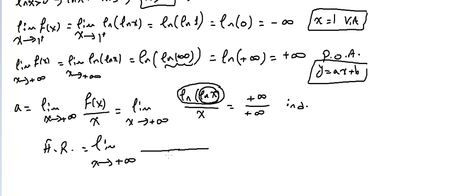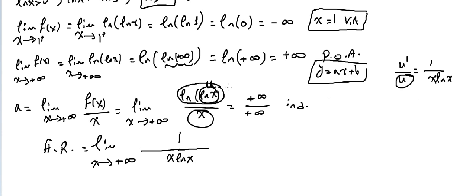What is the derivative of ln x? It's 1 over x, over ln x, over the derivative of the denominator, which is 1. Again, this is u, and the derivative of ln u is u prime over u. And what is u prime? It's the derivative of ln x. If ln x is u, the derivative of ln x is 1 over x, over u, which is ln x. So it's simply 1 over x ln x, and the denominator has derivative 1.